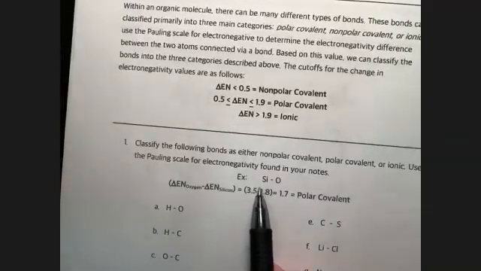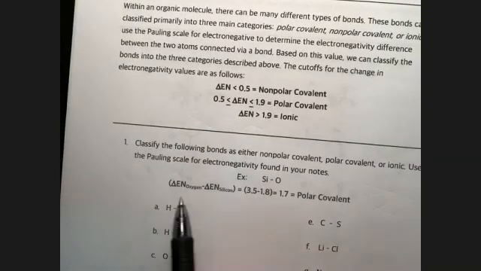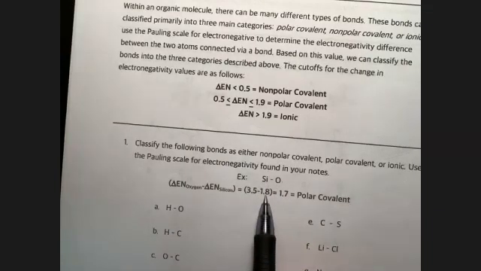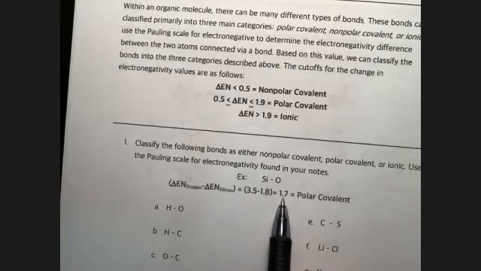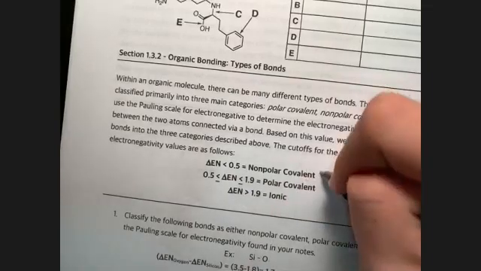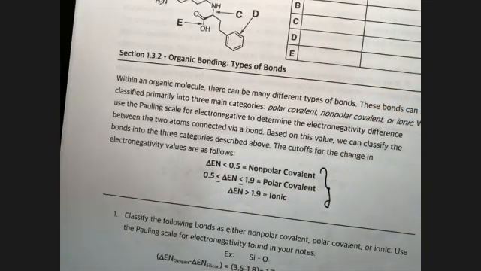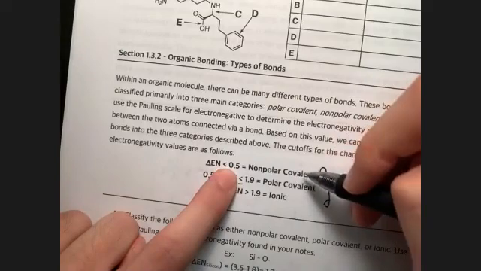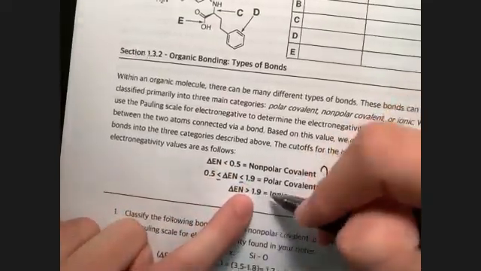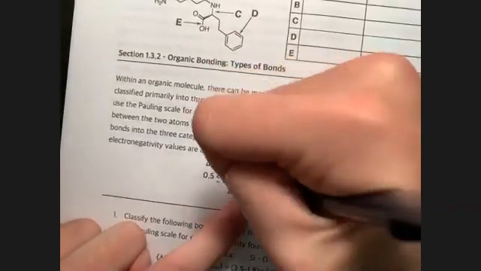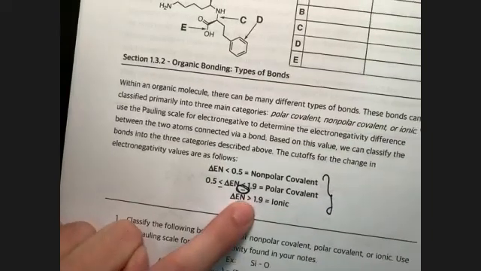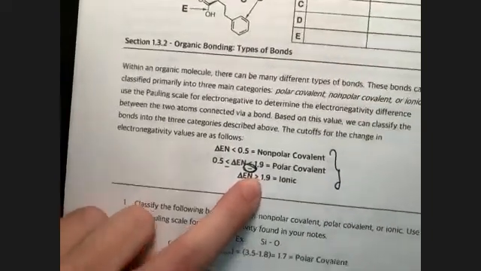So literally what you do is you take the higher number. In this case, it was oxygen, which was 3.5 on the table. Silicon, lower number, 1.8. Subtract those values, you get 1.7. Does 1.7 fall in any of these categories? This is what you memorize. I hate to say that word, but this is memorizing. Less than 0.5 is nonpolar. In between 0.5 and 1.9 is polar, and anything higher than 1.9 is ionic. Note this equal sign, it trips people up every time. Once you're over 1.9, you're ionic, okay?